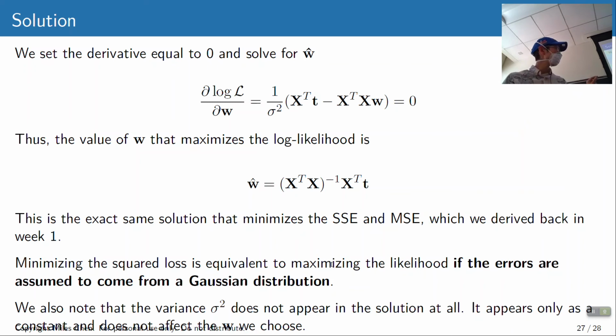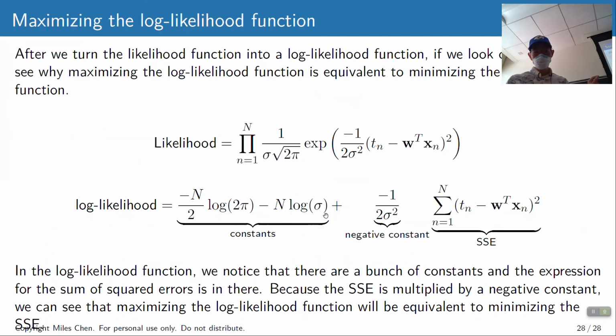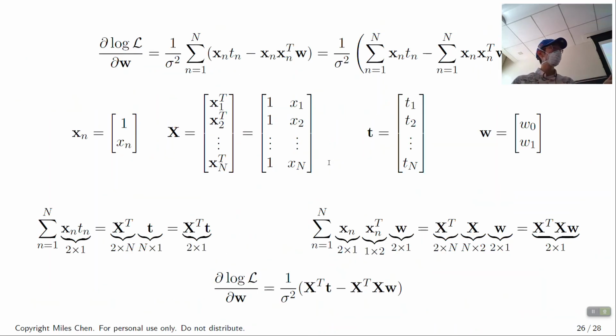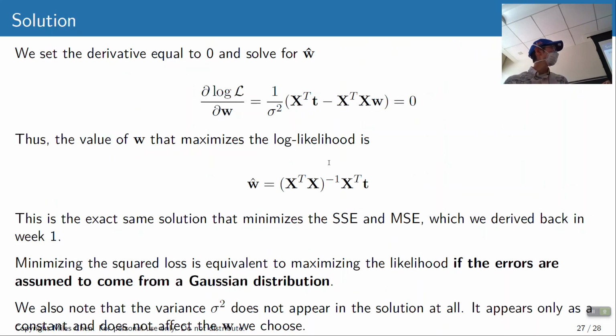Because we assumed the errors came from a normal distribution, we were able to use this likelihood function, okay? If we did not assume that the errors came from a normal distribution, we would not be able to apply this likelihood function. You need some kind of probabilistic model explaining the errors, and when we do that, then we can apply that likelihood function and we can try to maximize it, okay?